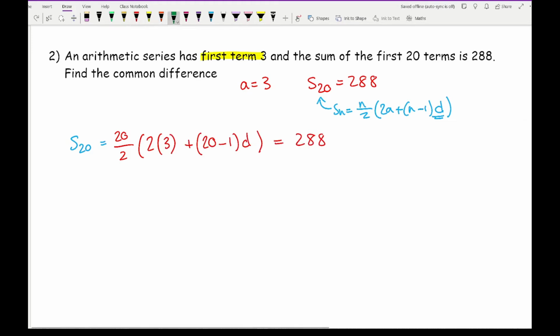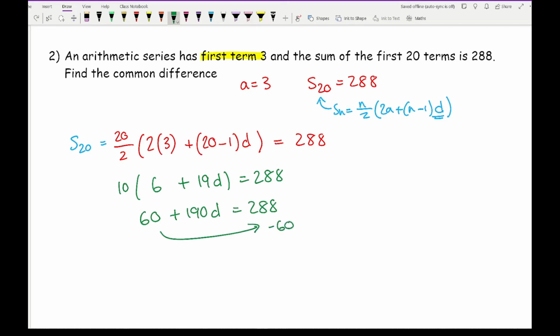So simplifying this, 20 over 2 is 10, and we've got 2 times 3, which is 6, plus 19d equals 288, and then expanding the brackets we get 60 plus 190d equals 288, and then all I've got to do is take the 60, I've got 190d equals 228, so then d is going to be equal to 228 divided by 190, and it gives me 6 over 5.